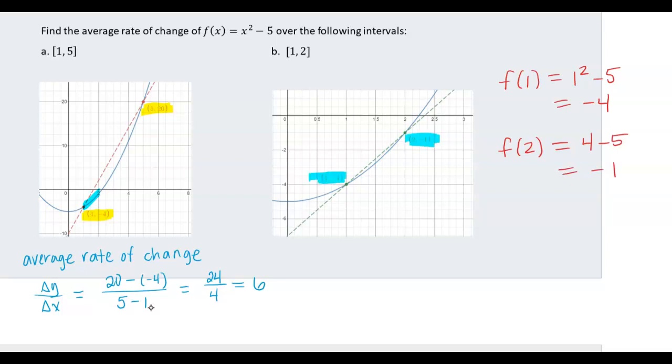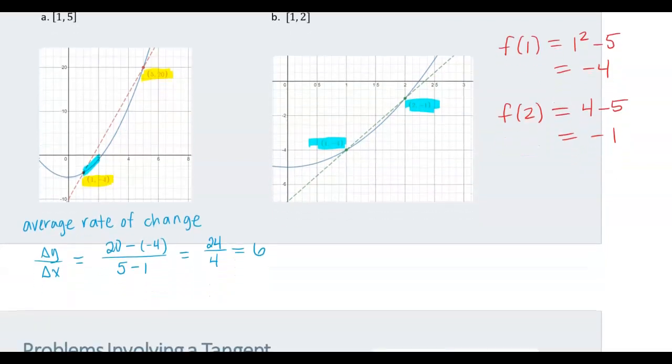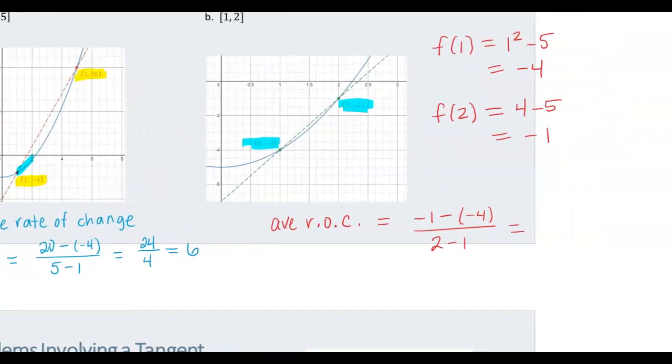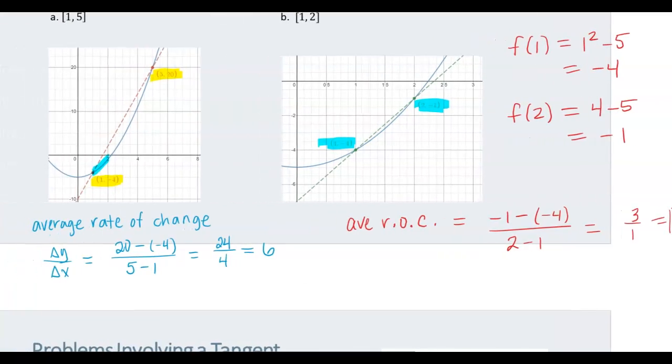And the average rate of change is going to be the slope between those 2 points. So the average rate of change, just abbreviating it there, will be the y values. Let's see, we'll have a -1 minus a -4 over 2 minus 1. So that's going to be 3 over 1 or 3, right? Not too difficult. We're just finding the slope between 2 points.